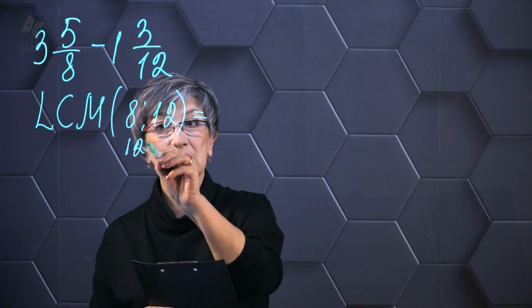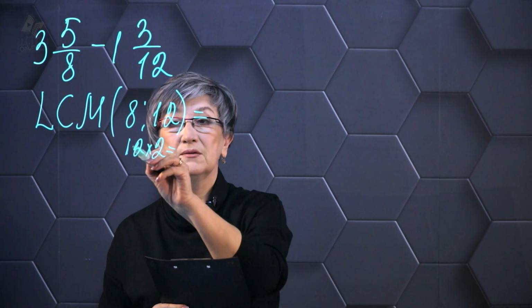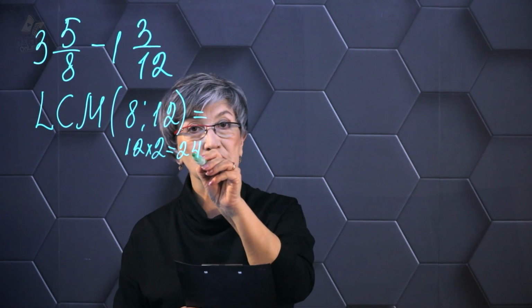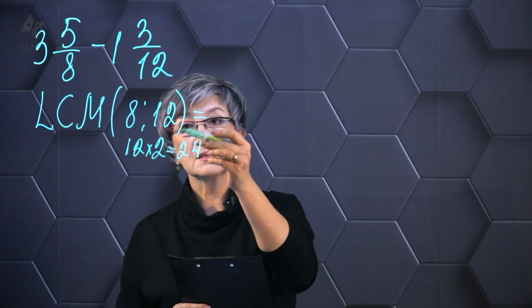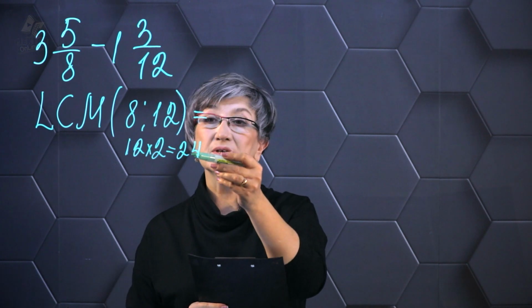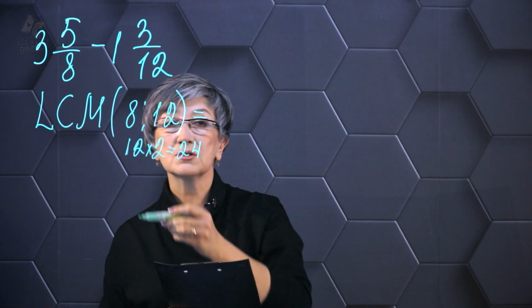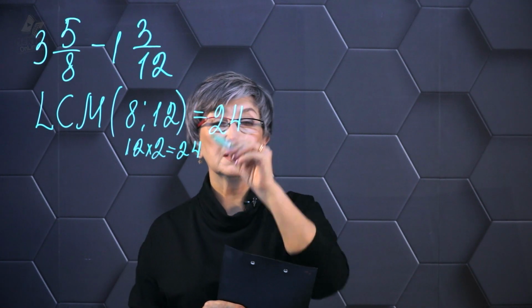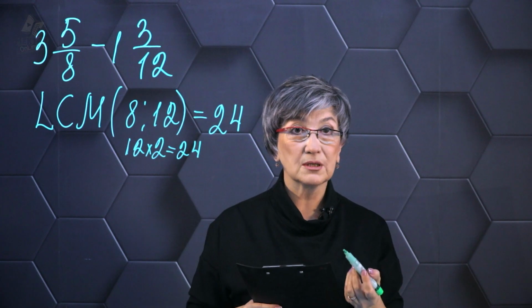So that you don't forget or get confused, write it down. 12 times 2, that's 24. And now this is the number I'm testing. Is 24 divisible by 12? Yes, it is. Is 24 divisible by 8? Yes, it is divisible. Then the common denominator is 24.